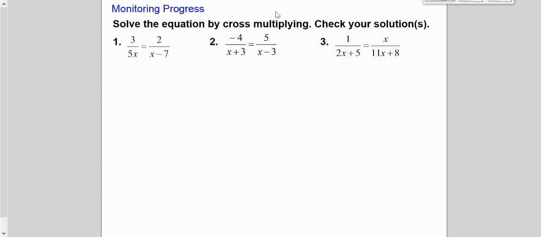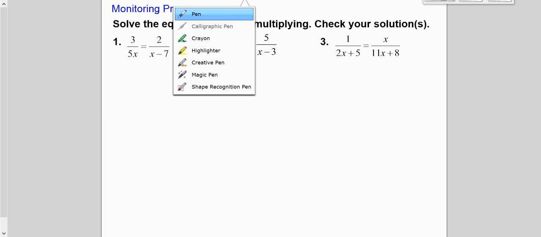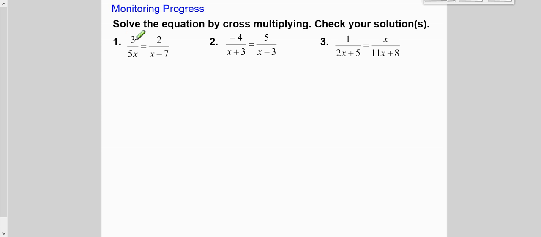Solve the equation by cross multiplying. Remember, when we have a fraction equals a fraction, you can find the cross products, and then our new equation is no longer containing fractions. Here we go.